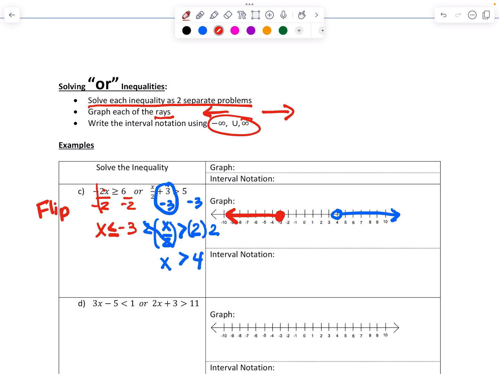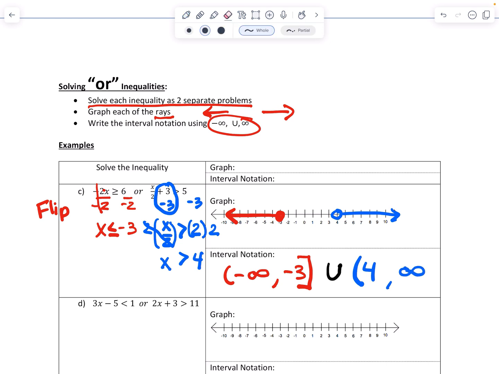So in my interval notation, I'm going to start from negative infinity, always use a parenthesis with the infinities, and I'll stop at negative 3, bracket on the negative 3 because it was a closed circle. And then we're going to use the union symbol and include from 4, parenthesis, because it's an open circle, to positive infinity. Again, we're always going to use parentheses on infinity.